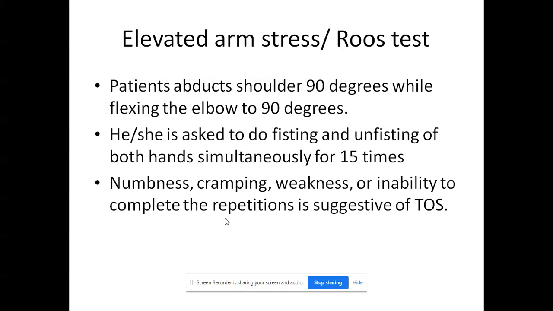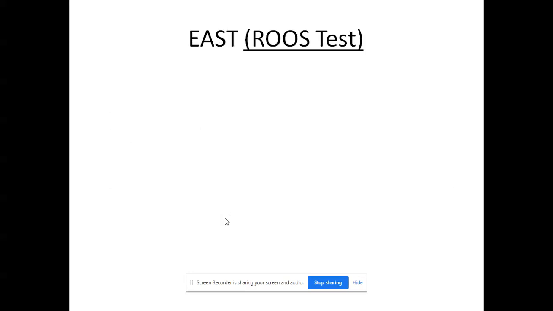First one, elevated arm stress test, also known as Roos test. The person who identified it is named Roos, hence the test is termed as Roos test. The patient is in sitting position with bilateral upper extremity abduction to 90 degrees, whereas the elbow is flexed to 90 degrees. The patient is asked to do fisting and unfisting tightly of both hands simultaneously for 15 times. Any numbness, cramping, weakness, or inability to complete the repetition is suggestive of TOS.